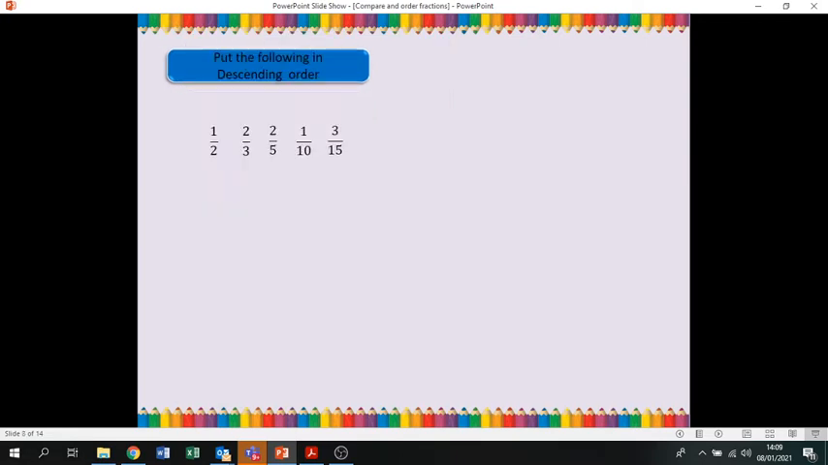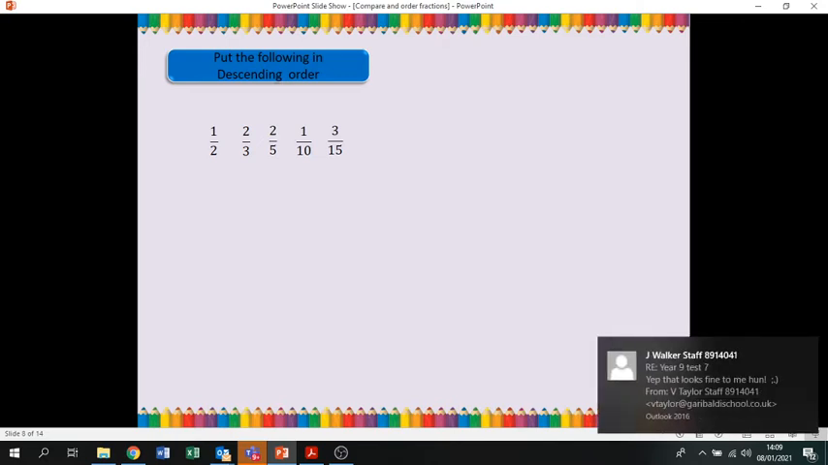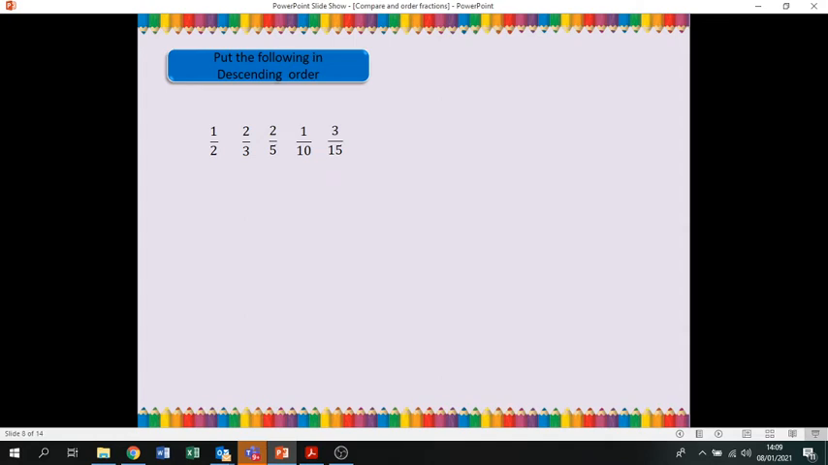So in an exam style question, they're going to use two words. They're going to ask you to put fractions in descending order or ascending order. The one on the screen says put them in descending order. Descending means you're going from the biggest fraction down to the smallest fraction. If you see the word ascending, that means you're going from smallest to biggest.